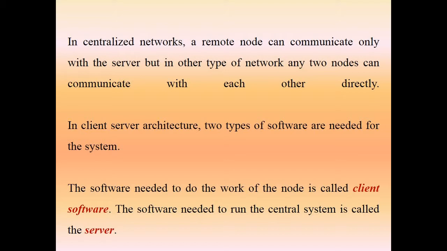In client-server architecture, two types of software are needed for the system. The software needed to do the work of the node is called client software, and the software needed to run the central system is called the server. In the next slide you can see the diagram for the centralized network.